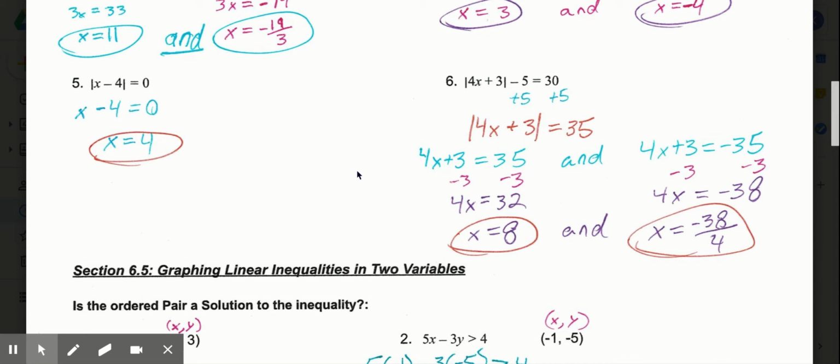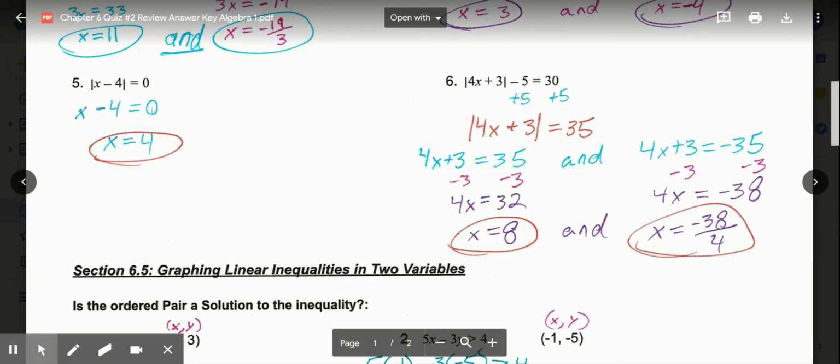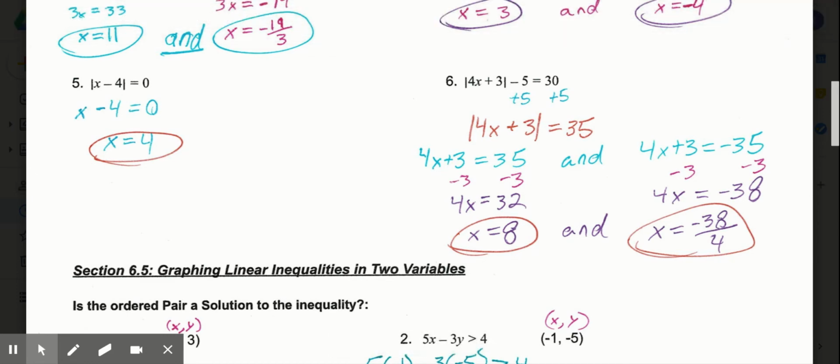And in number 6, we have to get the absolute value alone on the left. So we have to add 5 to each side to get rid of the minus 5 right here. So the absolute value of 4x plus 3 equals 35. So our two equations, 4x plus 3 equals 35, and 4x plus 3 equals negative 35. Solve both for x, so subtract 3 and divide by 4. So x equals 8, and x equals negative 38 over 4.